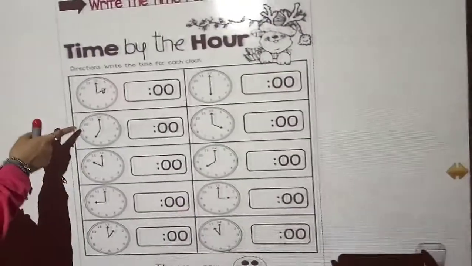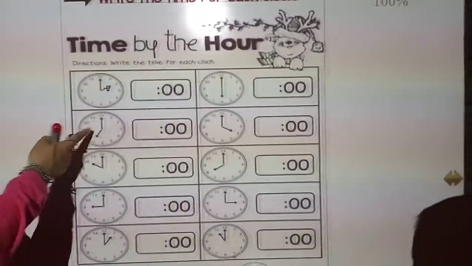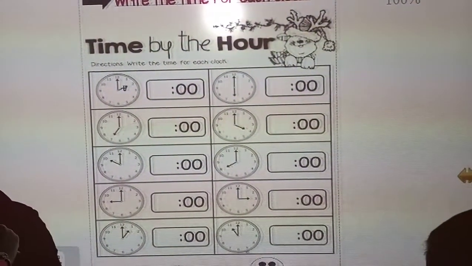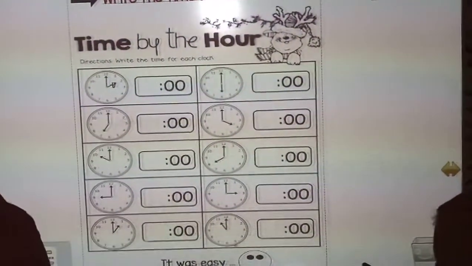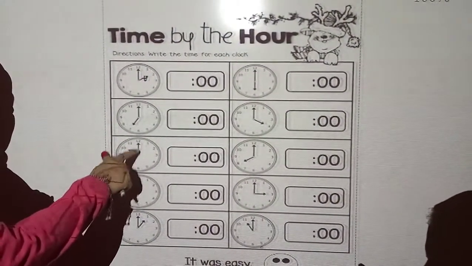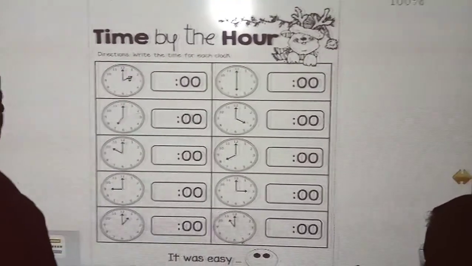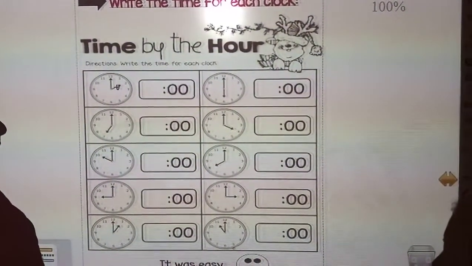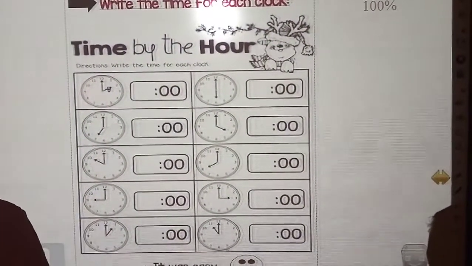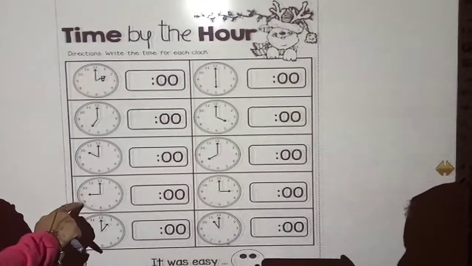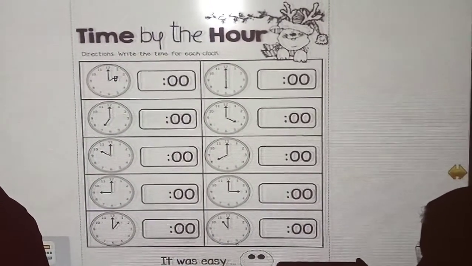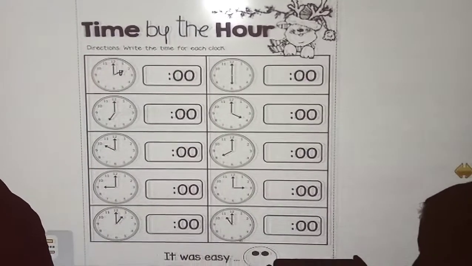Okay, what time is it here? The short hand points to 7, and the long hand points to 12. Yes, it's 7 o'clock. Here, the short hand points to 10, and the long hand points to 12. What time is it? 10 o'clock. Here, the short hand points to 9, and the long hand points to 12. What time is it? 9 o'clock.